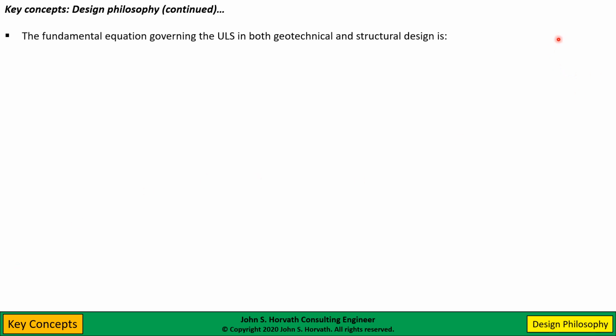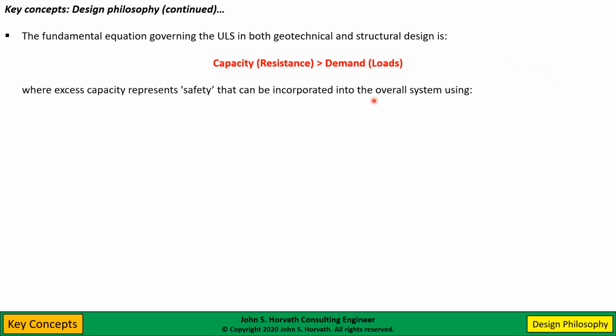The fundamental equation governing the ultimate limit state in both geotechnical and structural design is capacity, or resistance, has to exceed the demand or loads. I'm going to be using the terms capacity and demand in my presentation. And the excess in this equation represents safety, and I put safety in quotes because that is always a very subjective concept in civil engineering.